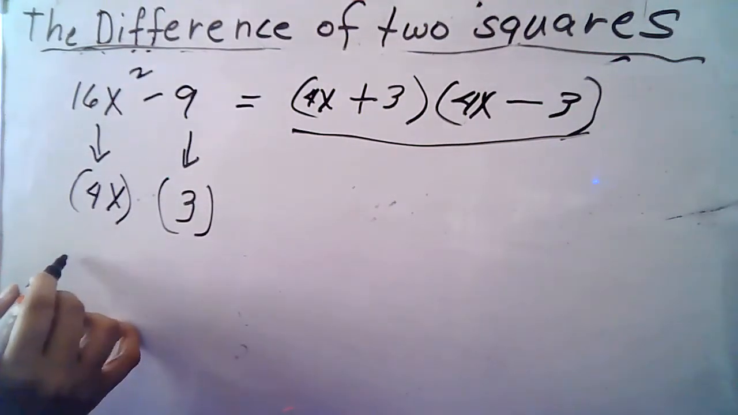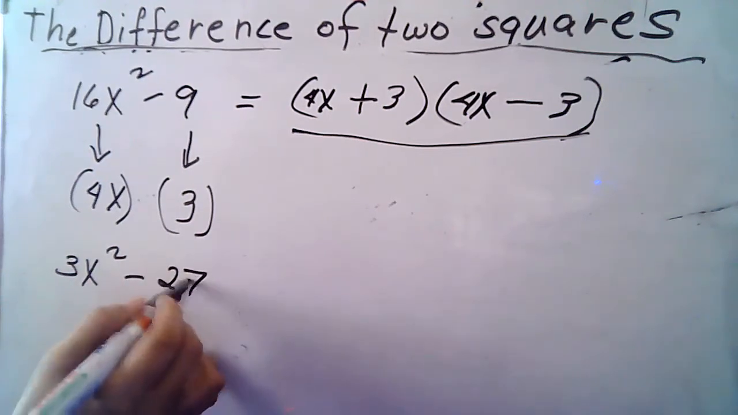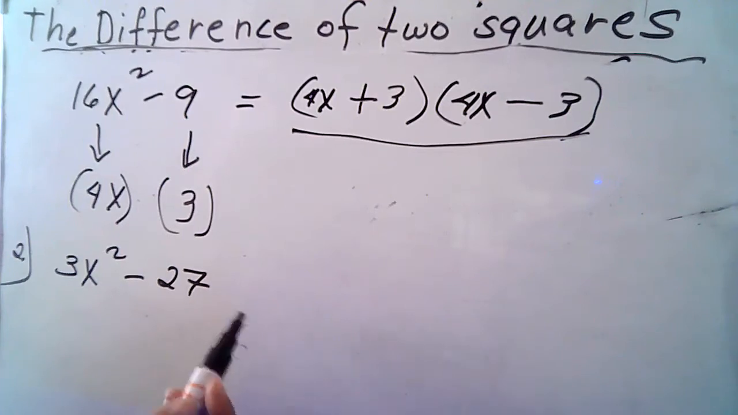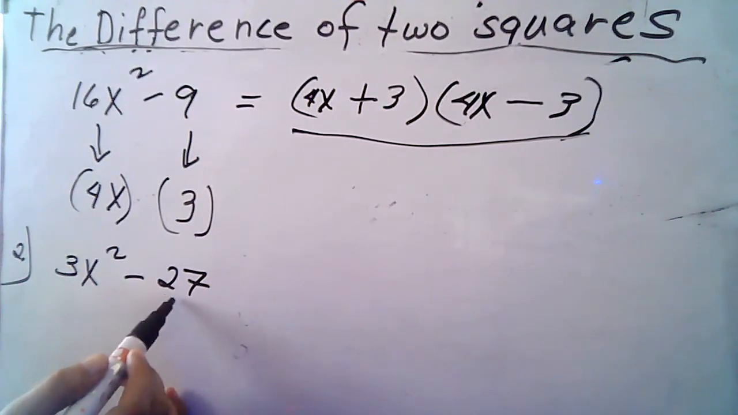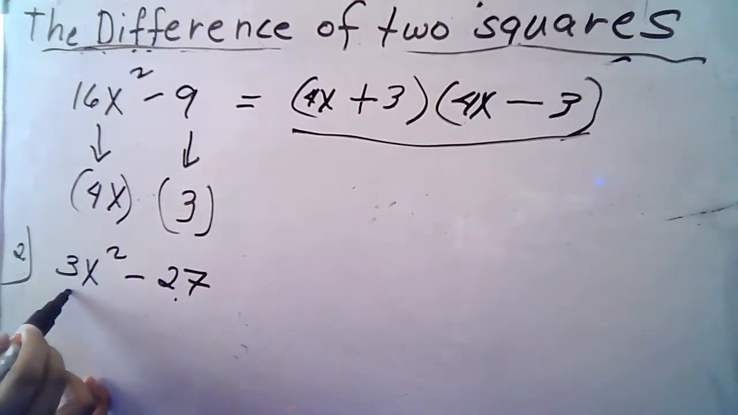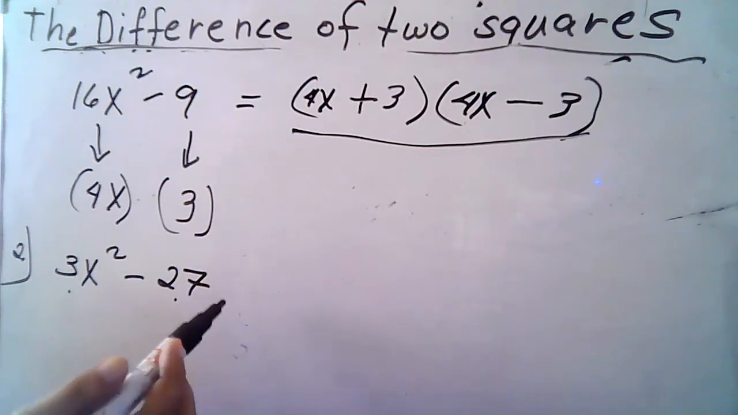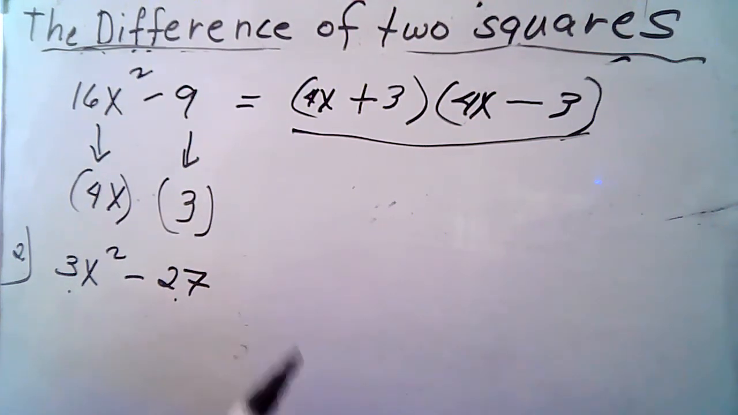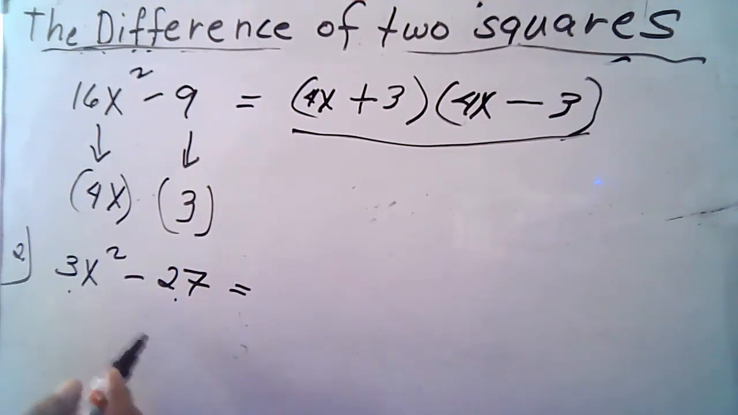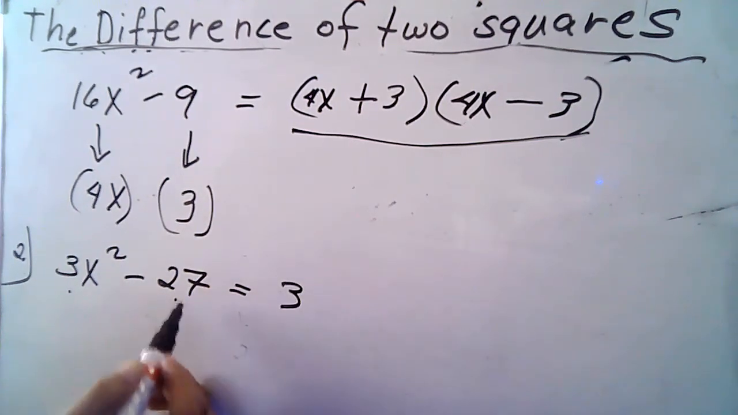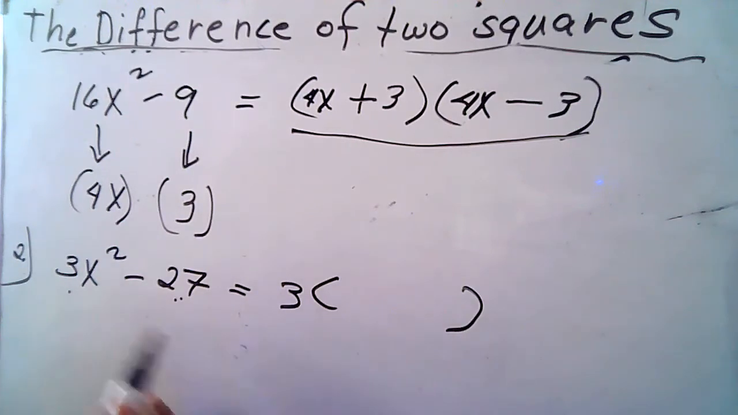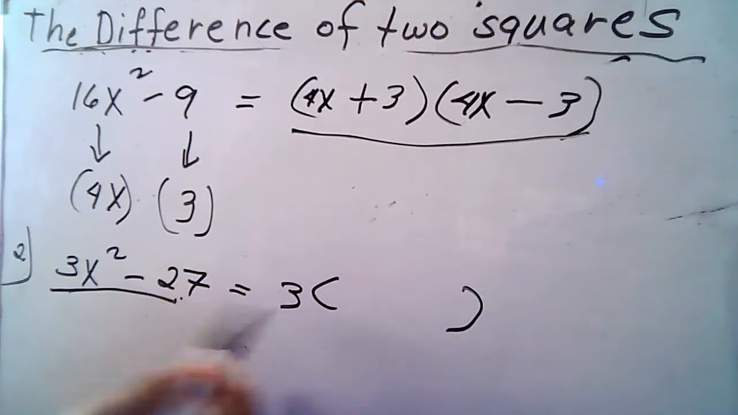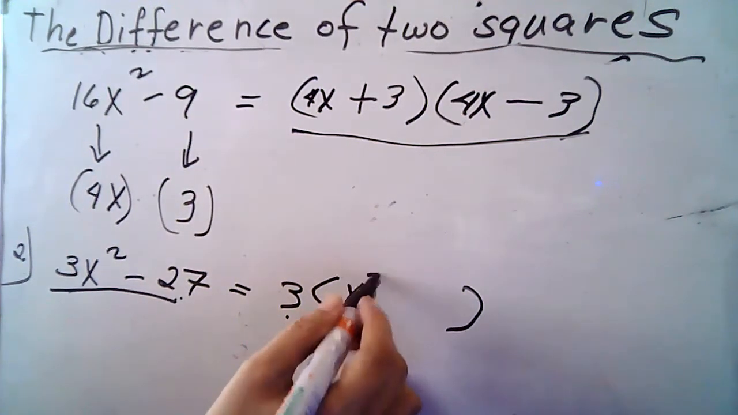Another example would be 3x squared minus 27. First, we need to verify if the terms are squares. Since 27 is not a square, because we cannot get its exact square root, and also the number 3, what we're going to do is factor this expression using the greatest common monomial type of factoring. So we need to get their GCF. The GCF for this expression is 3, because 27 and 3 are divisible by 3. Next is to obtain the second factor by dividing this whole expression by 3. So we get x squared minus 9.